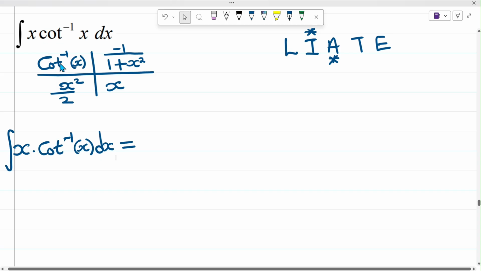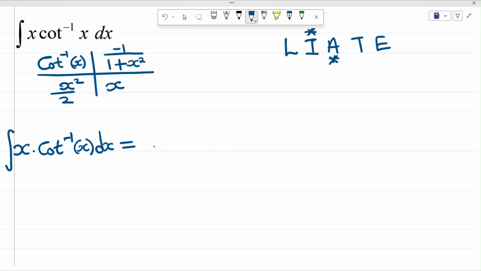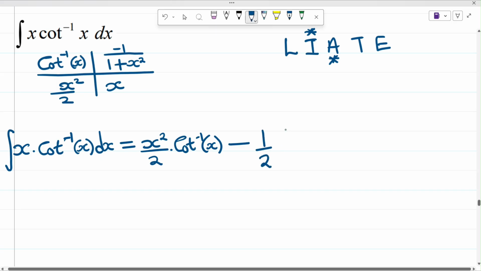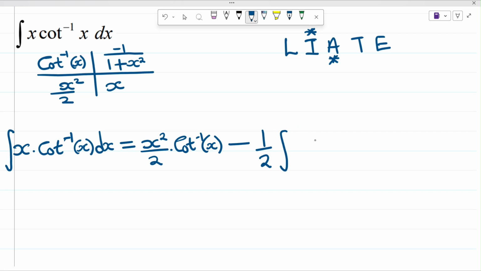So this is going to be the second quadrant multiplied by the third. So that's going to be x squared over 2 multiplied by the cot inverse of x, minus the integral of 1 over 2 multiplied by that. So I can already leave the 1 over 2 outside the integral to simplify my life. So I'm going to leave the 1 over 2 outside, and then I'm going to have negative x squared.